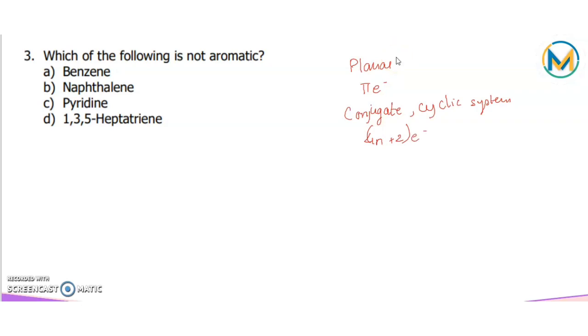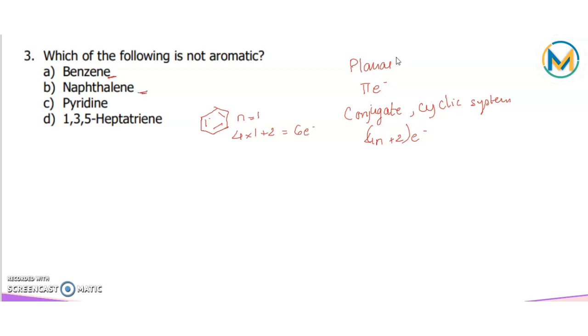Now among the given options, A is benzene and the structure of benzene is this. This benzene is a planar structure, has conjugated double bonds, a cyclic system, pi electrons, and has 4n plus 2 electrons. If I count, n is equal to 1 for benzene, 4 into 1 plus 2, that's equal to 6. That's 6 electrons.